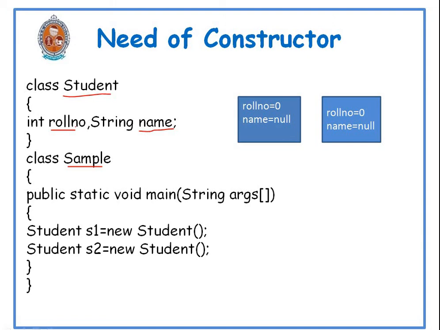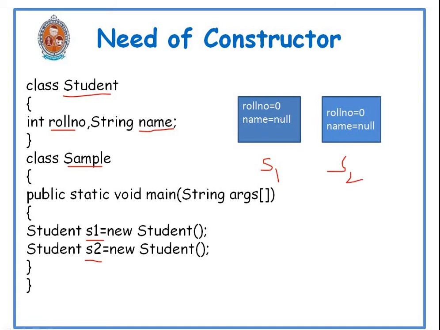So in this class also we have defined the variables within the class, so both roll number and name are known as instance variables. After that we have created a main method class with the name Sample, and inside the main method we have created two objects s1 and s2. Whenever we create any object, automatically the JVM allocates some memory for both the objects. So here we have two objects s1 and s2.